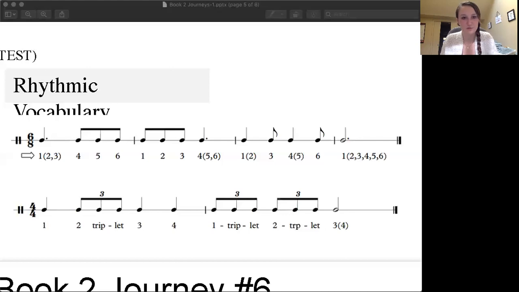I'm going to give you 2 big beats, which is a whole measure. 1, 2, 3, 4, 5, 6. Then the last note that you see there just goes the whole measure, all 6 beats.